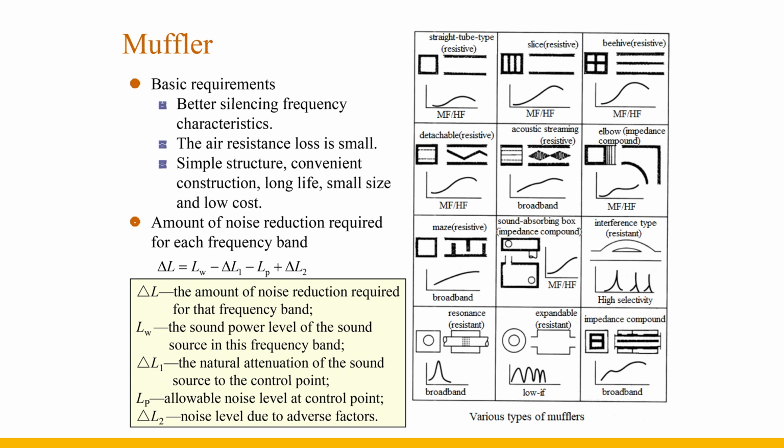A muffler is a device that allows airflow to pass while reducing airflow noise. The basic requirements for a muffler are: the first, better silencing frequency characteristics. The second, the air resistance loss is small. The third, simple structure, convenient construction, long life, small size, and low cost. These requirements affect each other and restrict each other, and it is difficult to satisfy all of them.